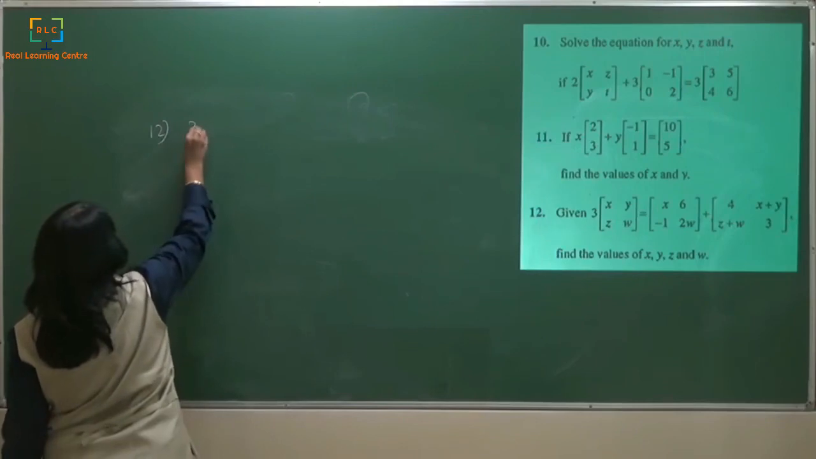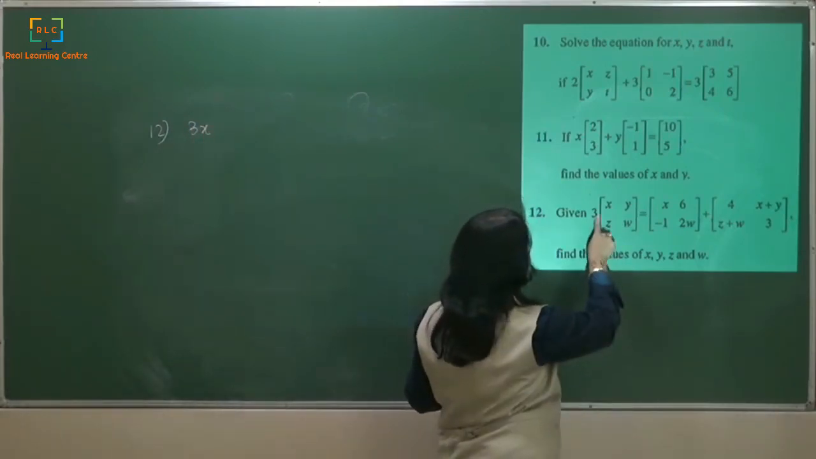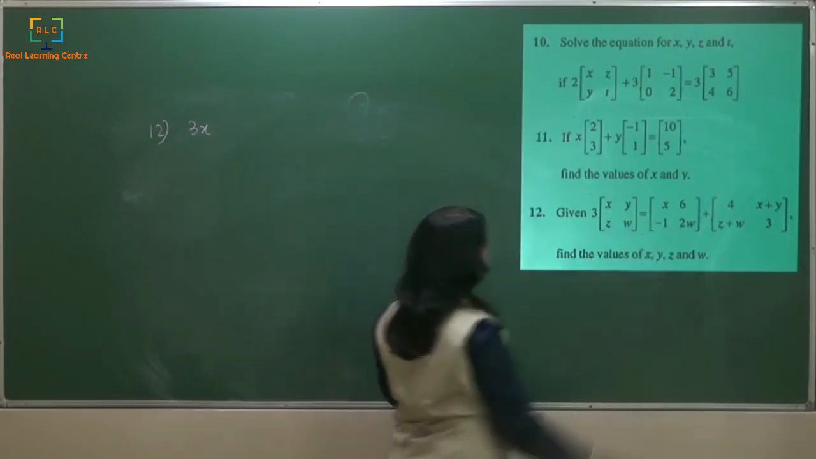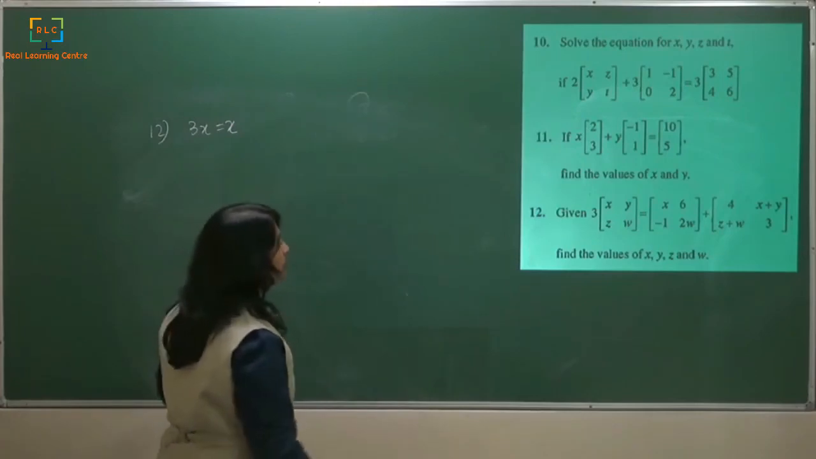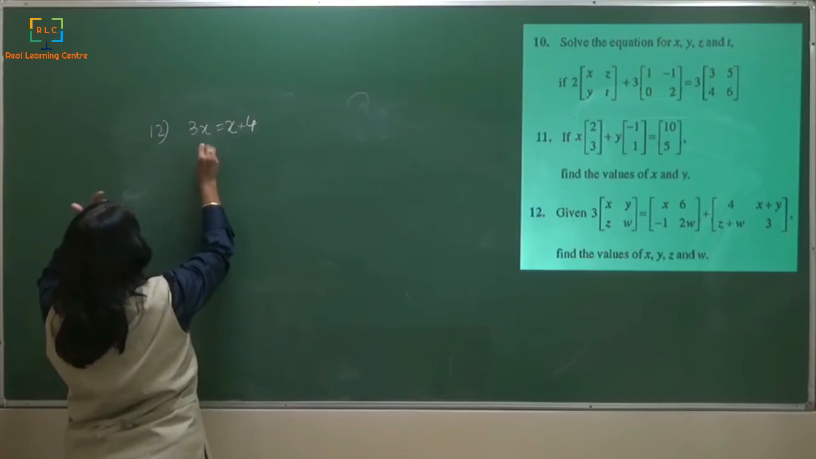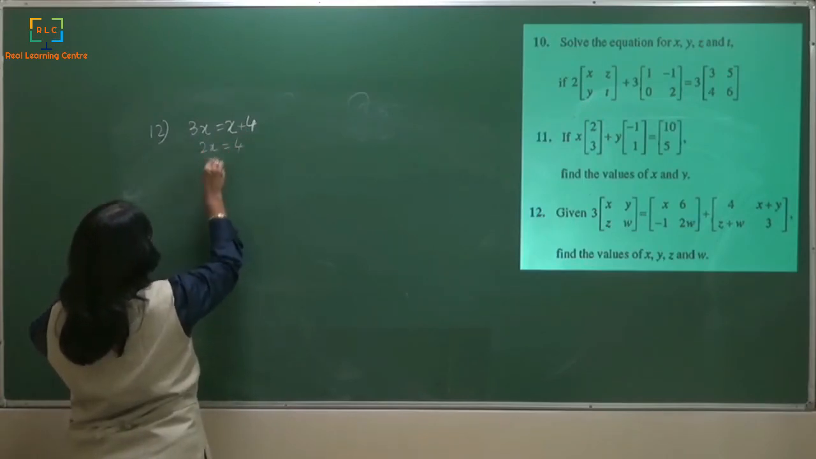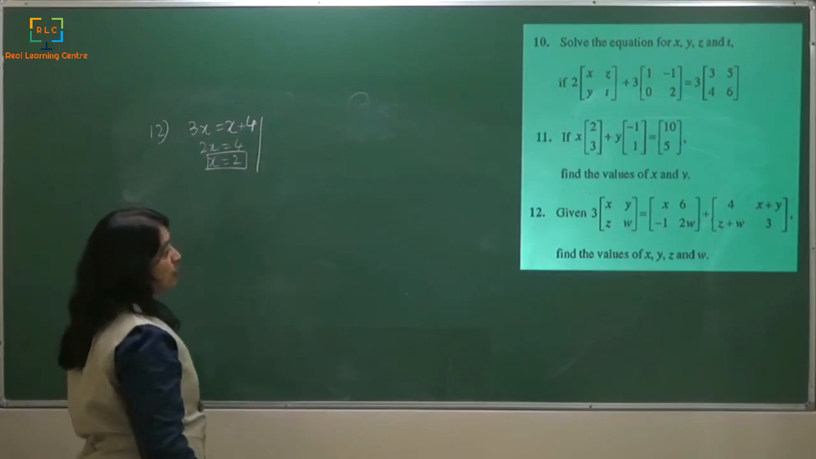I shall go with the first equation. 3x, the corresponding elements of the a11 place. 3 into x is equal to x, and then you have plus 4. 3x minus x is 2x is equal to 4, so you got x is equal to 2. Okay, next I'll go for y.